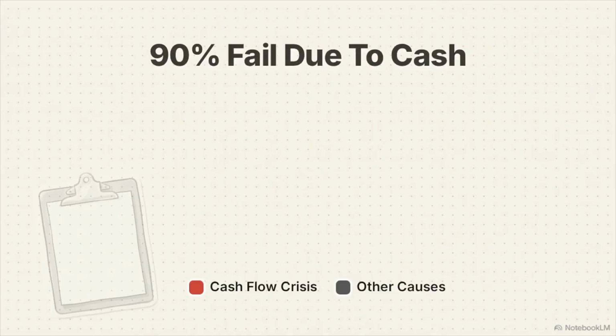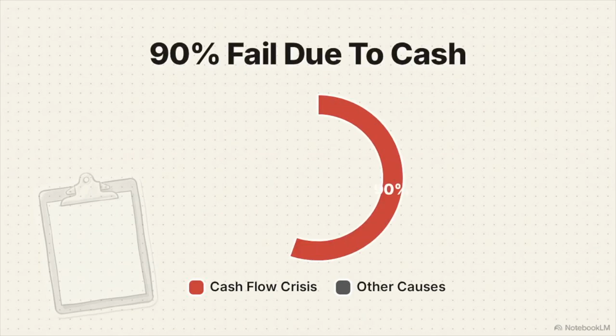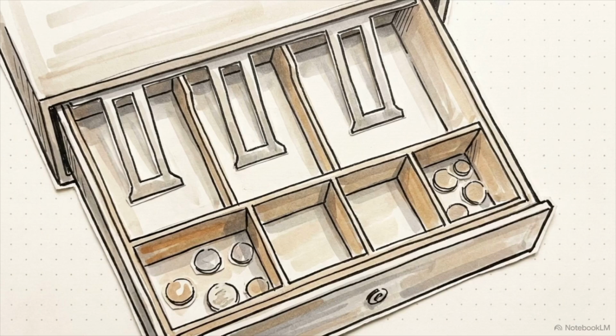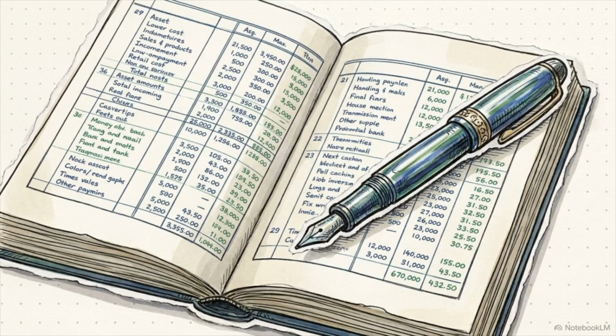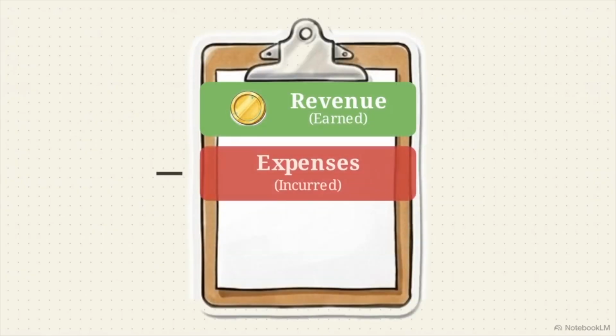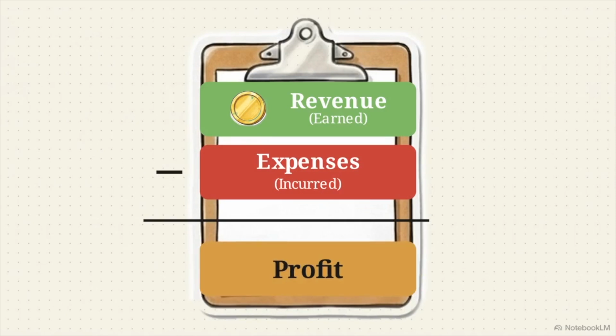Statistical data shows that over 90% of business failures are tied to a specific operational crisis. The company simply ran out of cash. Accounting rules define profit strictly as a financial calculation. It is the revenue you've earned minus the expenses you've incurred over a set period.